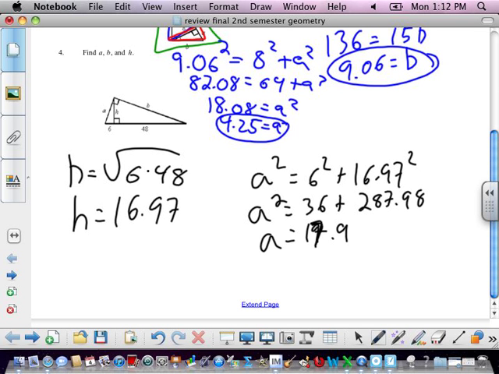Okay, and then we want to find b. We just take h plus 48 equals b squared. So 16.97 squared plus 48 squared. And then square root it.